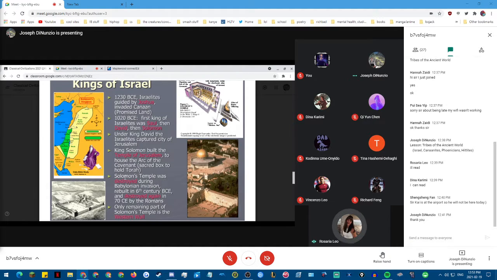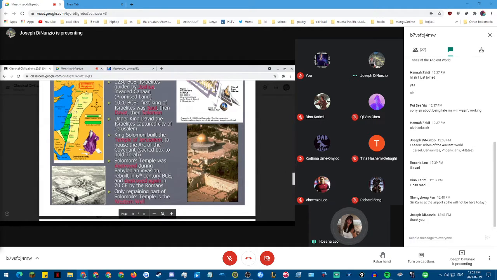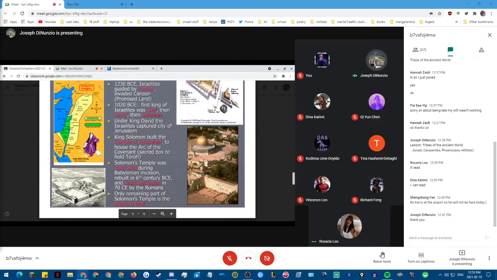Solomon's temple was destroyed during the Babylonian invasion, rebuilt in the 6th century BCE, and destroyed again in 70 CE by the Romans. The only remaining part of Solomon's temple is the Western Wall. Yes, the Western Wall, which is still there today.